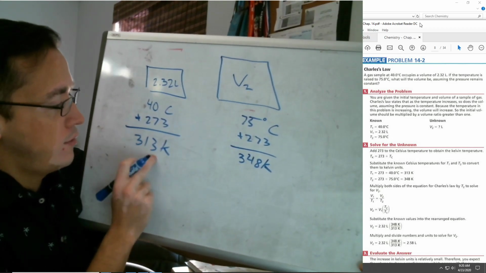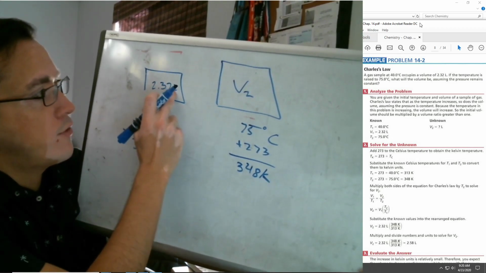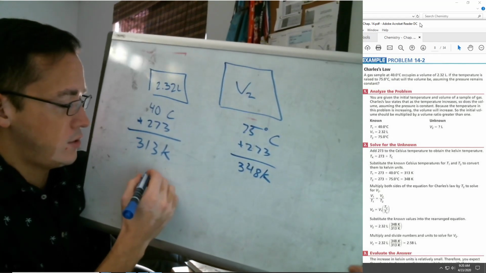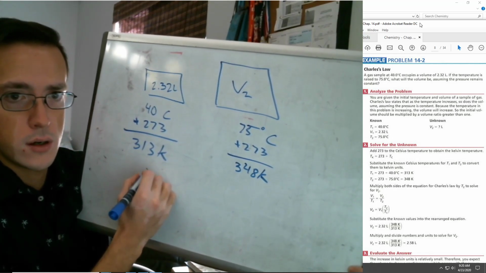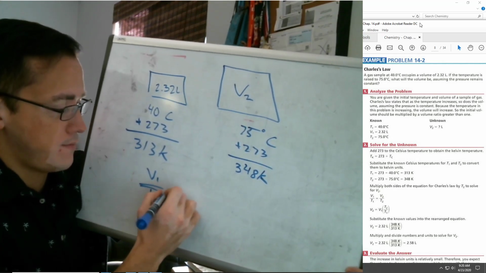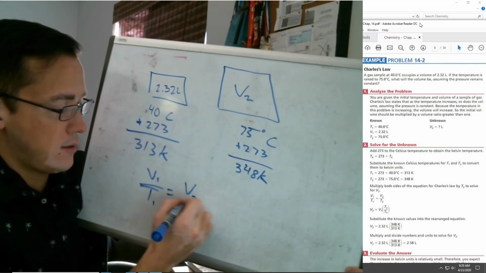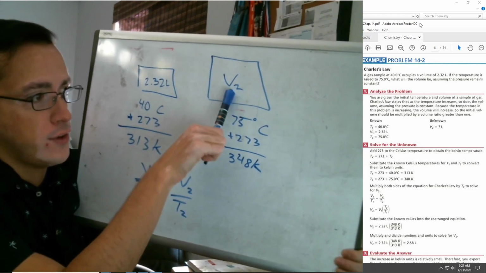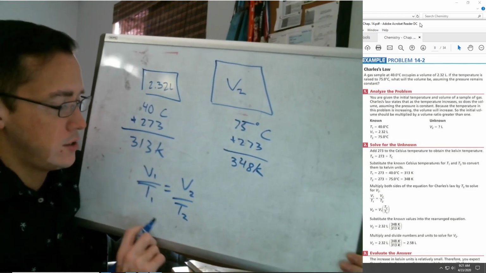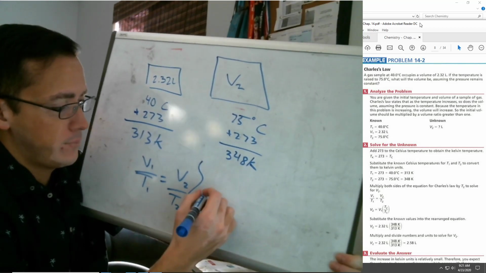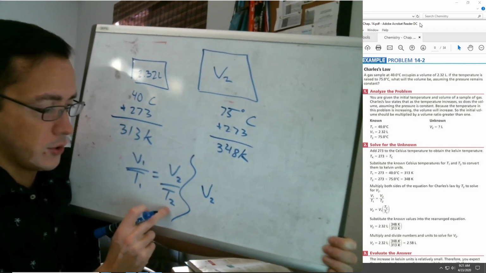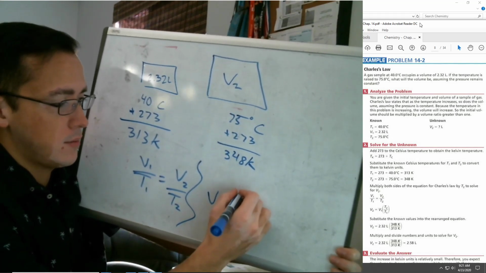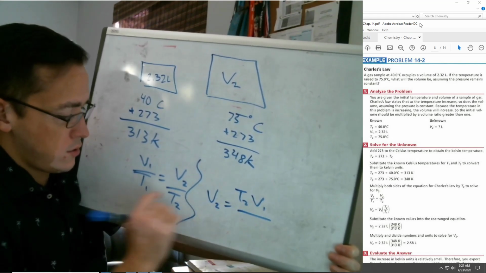We have our T1, we have our V1. We do not have our V2, but we do have our T2. So let's go ahead and do this for Charles's law. Once again, we're looking for the second volume, V2. So let's rearrange this equation to solve for V2. The way we're going to do that is to multiply by T2 on both sides. So we multiply the T2 up here, and it becomes T2V1 over T1.